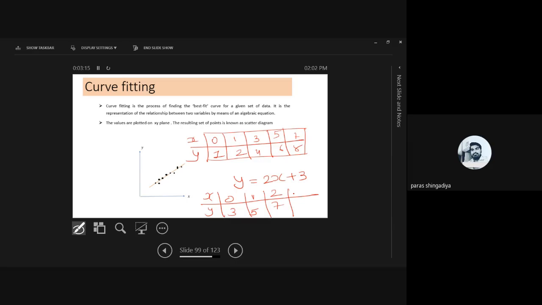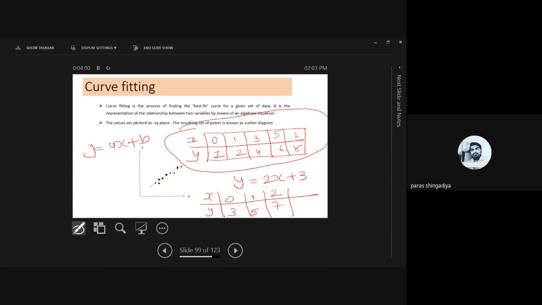Clear? So in curve fitting, the data is given, that means the values of x and y in a table, and by using these values we'll identify one straight line equation by some process. We have this type of data given in the example, and by using it we'll identify the straight line equation. When we replace values of x, we get y. When we replace 1, we get 2 and so on.